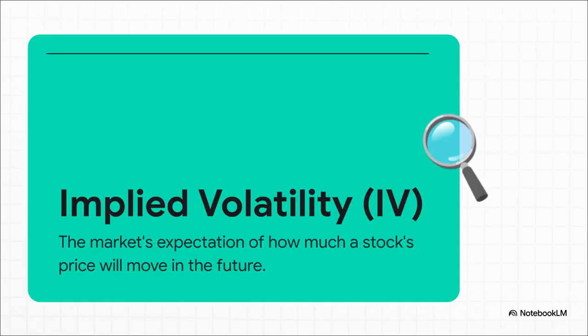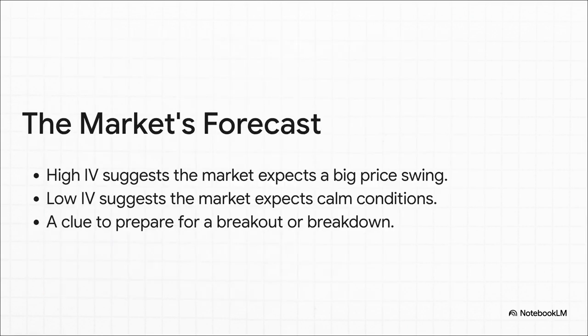Next on our list is implied volatility, or IV. Honestly, the best way to think about this is as the market's own weather forecast. Now, it won't tell you if it's going to rain or be sunny, meaning it won't predict direction, but it will tell you if there's a huge storm brewing or if it's going to be calm seas ahead. So if you see IV start to spike, it means the market as a whole is getting nervous. They're expecting a big price swing, one way or the other. This is a massive clue.